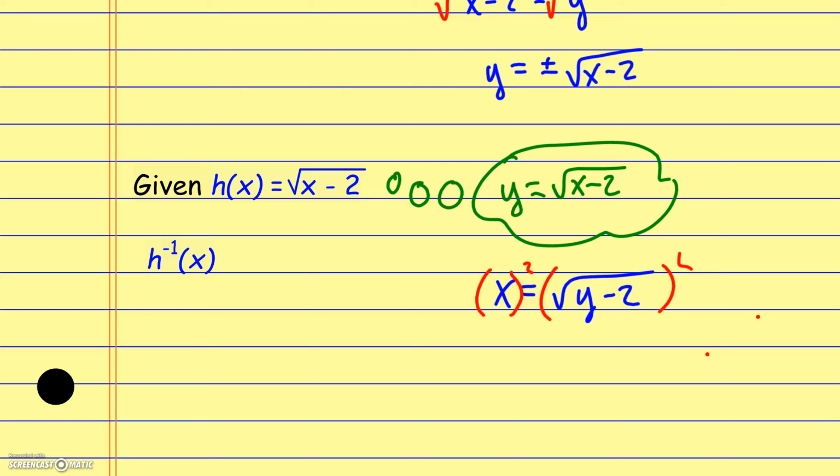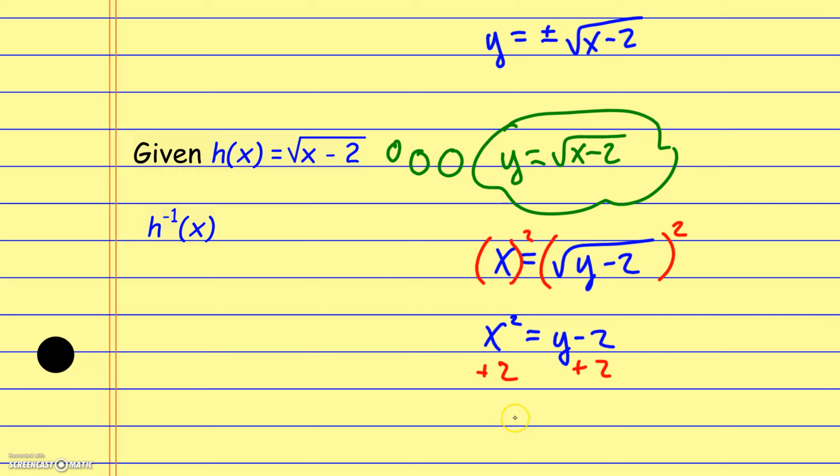That is an ugly looking 2. Let me try that again. And so what happens is over here I get an x squared. Over here the root and the exponent cancel each other out, so I get the y minus 2. And now I add the 2 to each side. And so what I find out is that the inverse is y equals x squared plus 2, which can't technically be right, and it's not technically right.